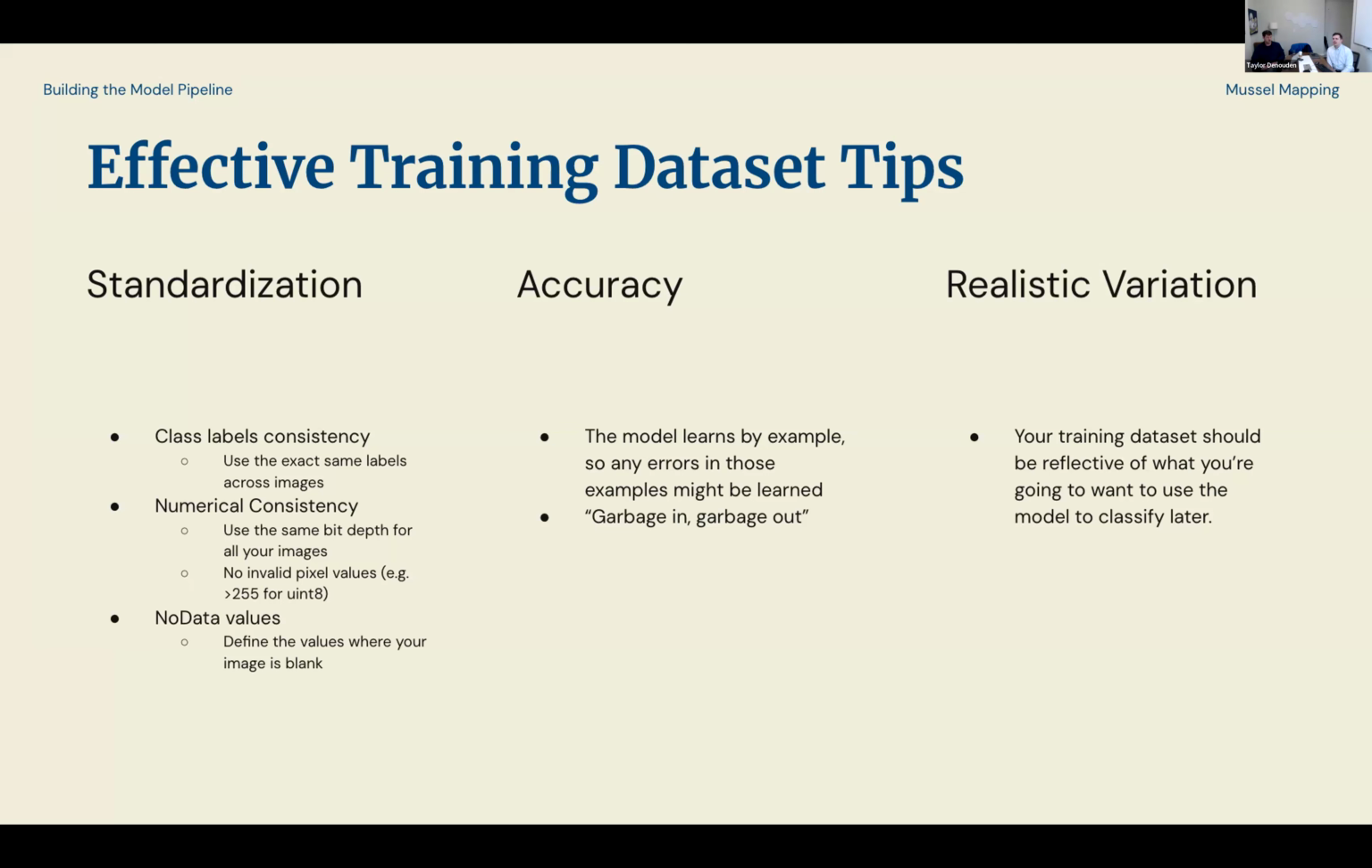And then finally, you should have some realistic variation in your data set. So if ultimately you want to create a model to label imagery in all kinds of weather conditions and different lighting, it's ideal to have a training data set that is representative of those conditions, which might mean you have to go and fly in the rain and then label those images. And they might be harder to label than the sunny images.